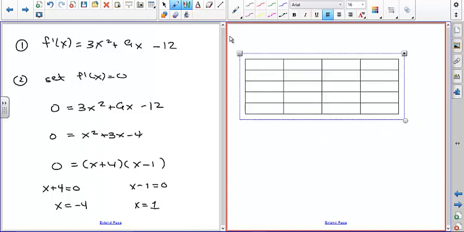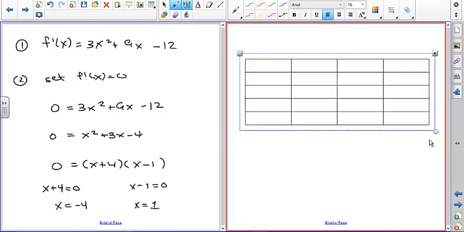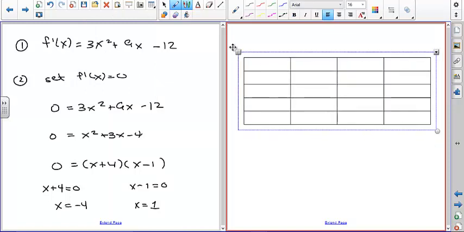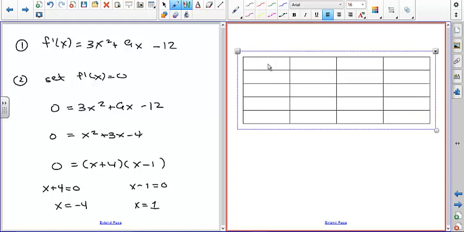The best way to do it is to put it into a table and do these calculations in a table. The number of columns is dependent upon how many critical numbers you have. I have 2 critical numbers, and you always have one more interval than you have critical numbers. You'll see why in a second. And you need a column for the descriptors. That's what the first column is for. So let me just fill this in.